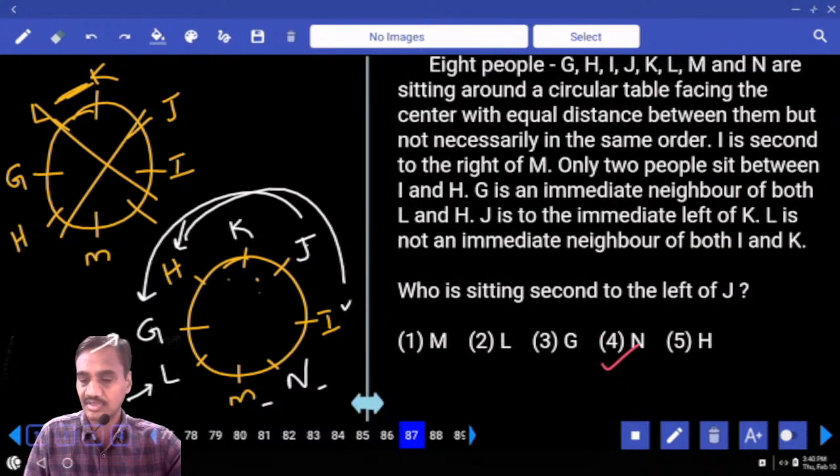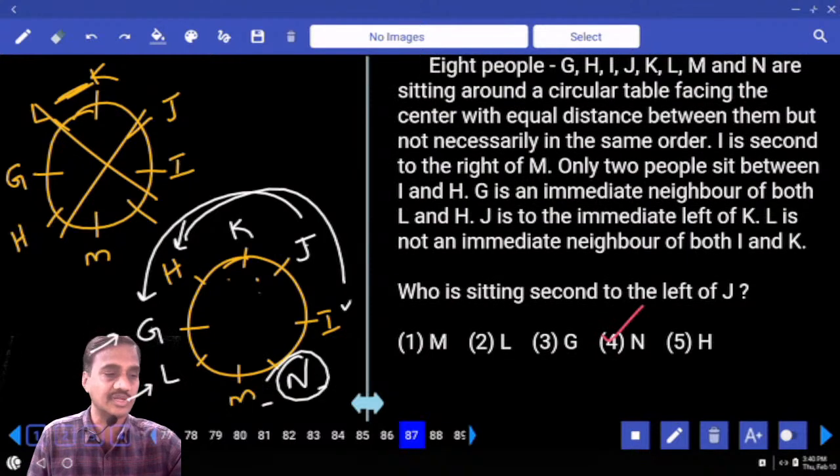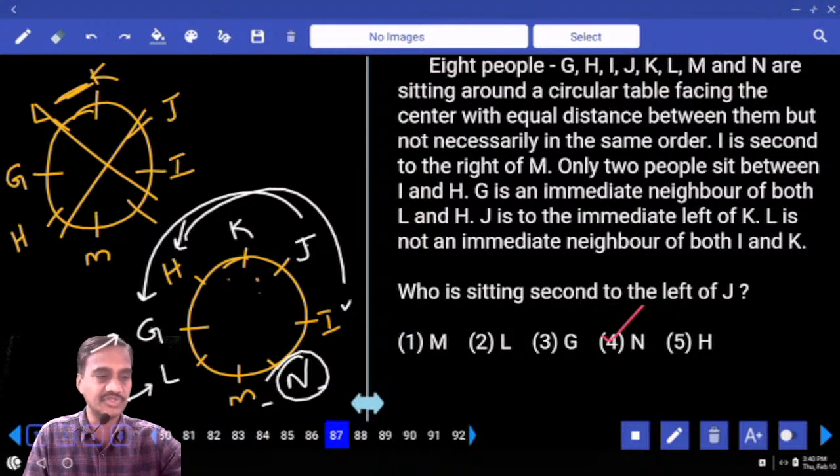Then 87. And who is sitting second to the left of J? Who is that person? N, choice 4, 87. Now this is about 83 to 87.